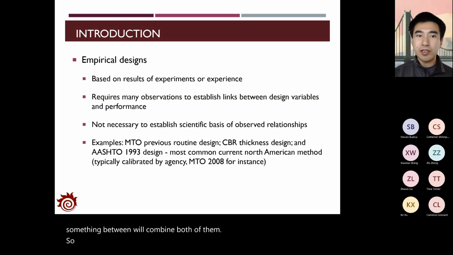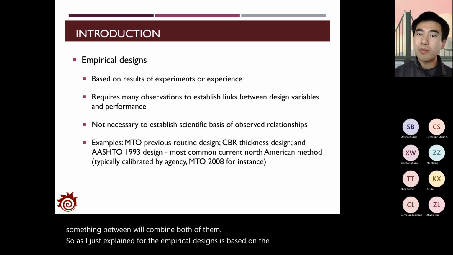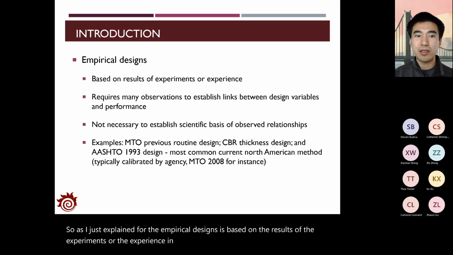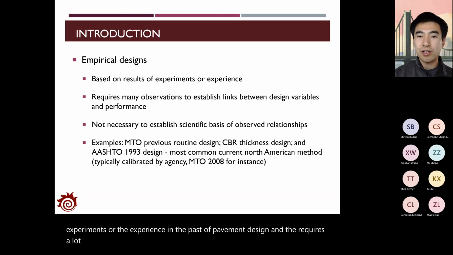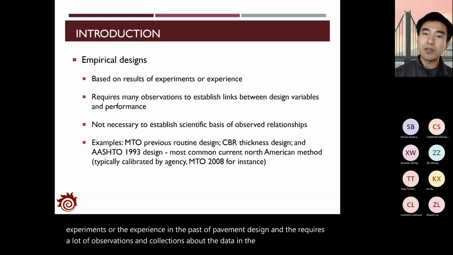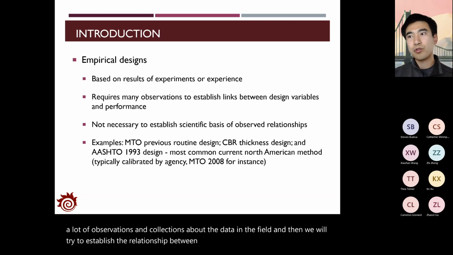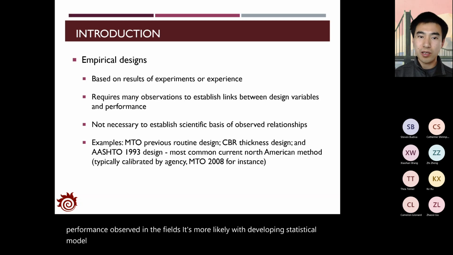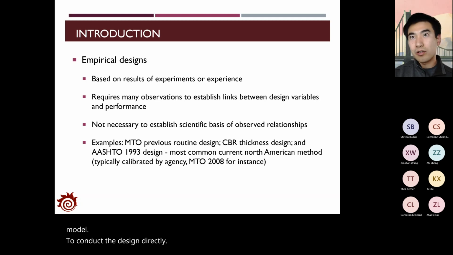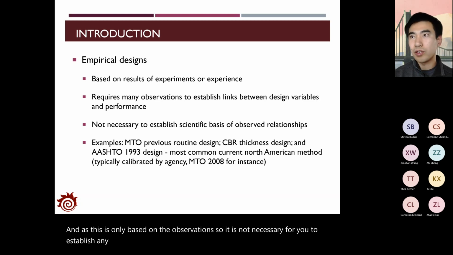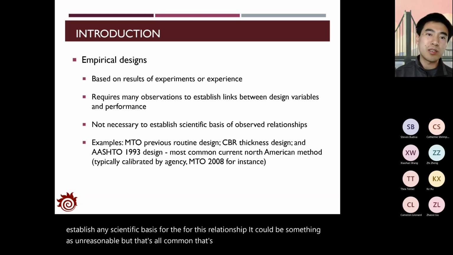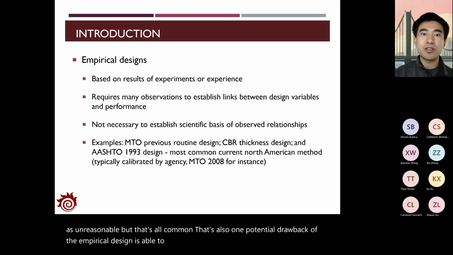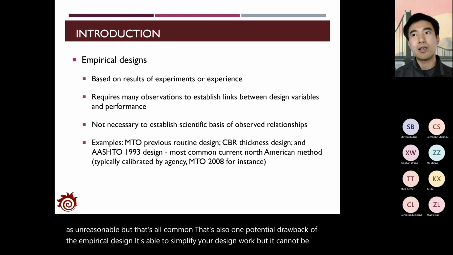As I just explained, the empirical design is based on the results of experiments or experience in past pavement designs. It requires a lot of observations and collection of data in the field. Then we try to establish the relationship between the design variables and the actual performance observed in the field. It's more like developing a statistical model to conduct the design directly. As this is only based on observations, it's not necessary to establish any scientific basis for the relationship. It could be something unreasonable, but that's common. That's also one potential drawback of the empirical design. It simplifies your design work, but it cannot extend the design to other areas.